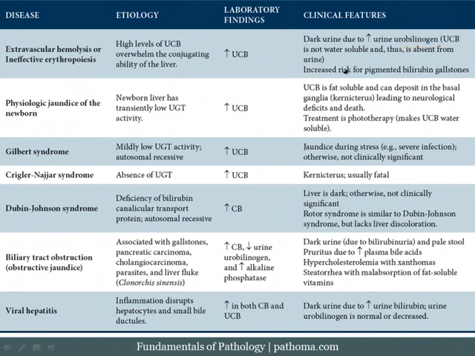The next disorder that results in jaundice is physiologic jaundice of the newborn. Now the idea here is that the newborn liver has a relatively low conjugating ability. Recall that the enzyme that performs the conjugation is UGT, or uridine glucuronosyltransferase. Now, in the newborn liver, the activity of UGT is relatively low, and so the patients can develop an increase in unconjugated bilirubin. Now, let's just illustrate this.